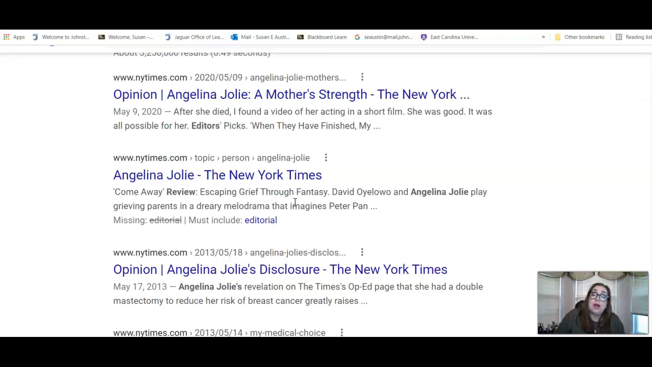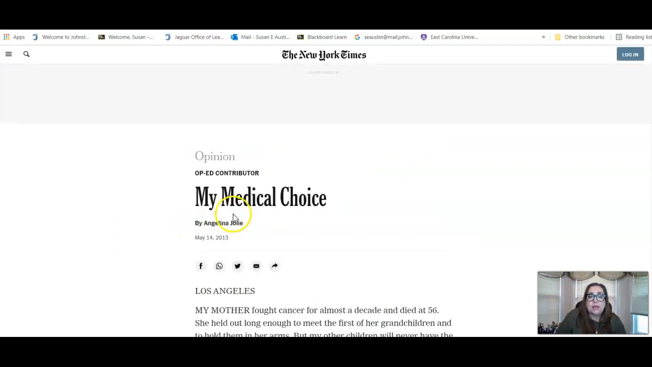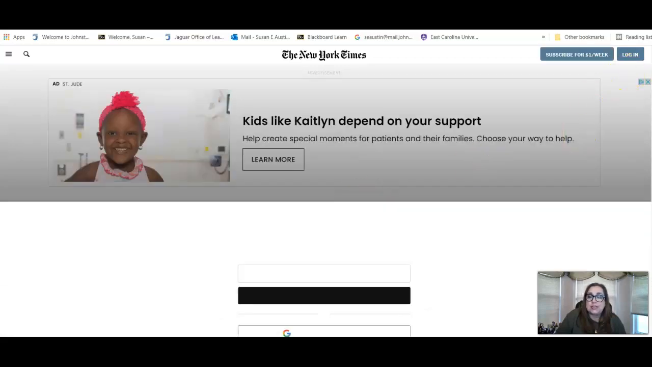She's also written some opinion editorials about other topics, such as, I believe, the treatment of immigration candidates, children in the immigration process, and international topics, because she is very involved in those movements. This one I've read before, so I'll just tell you about it. It's her opinion editorial in the New York Times about her decision.